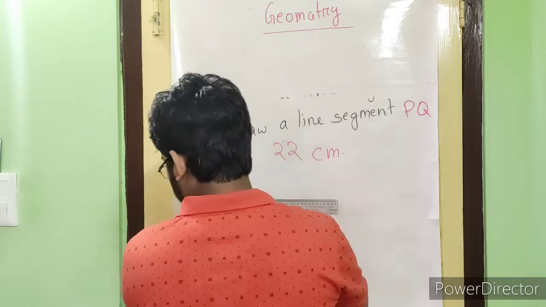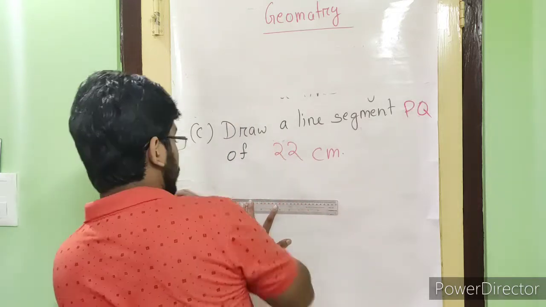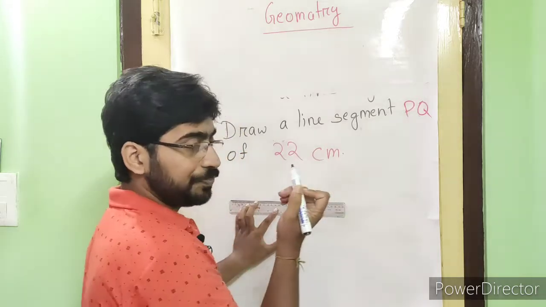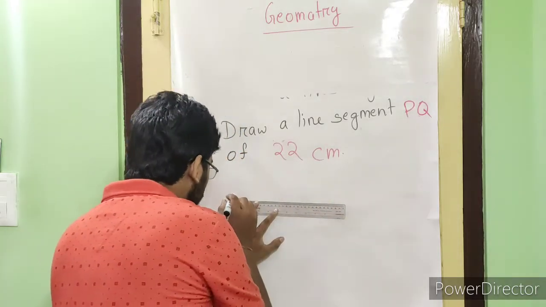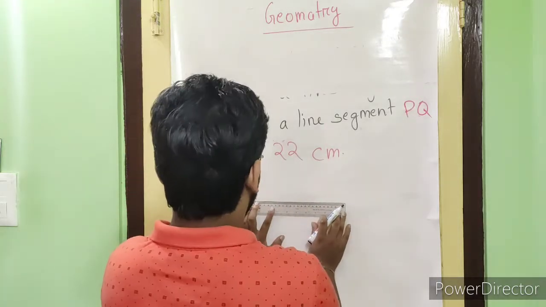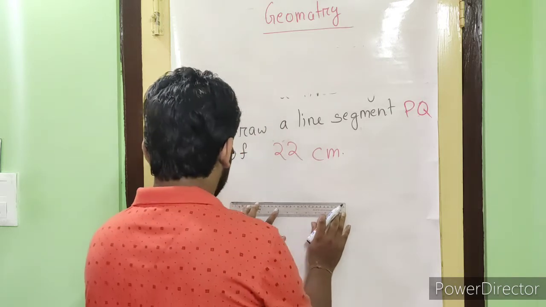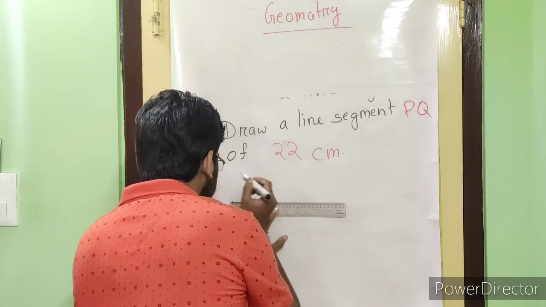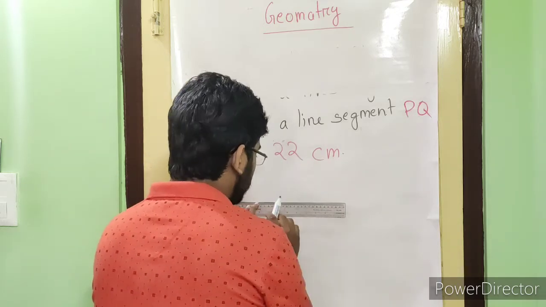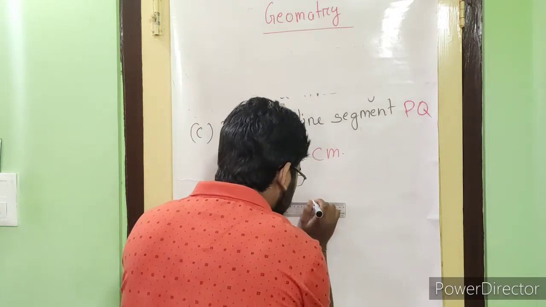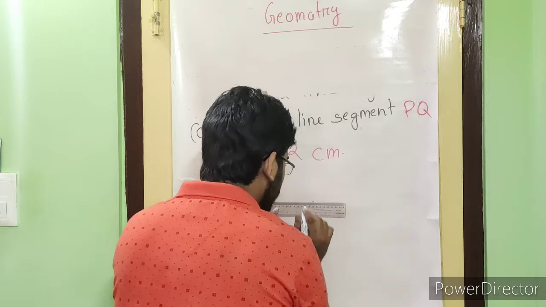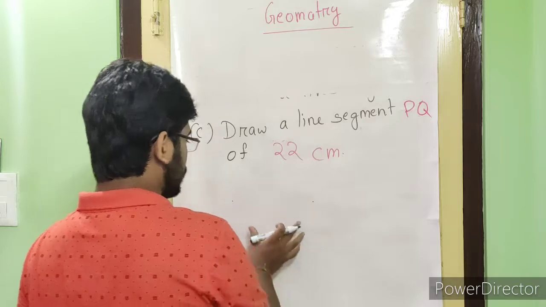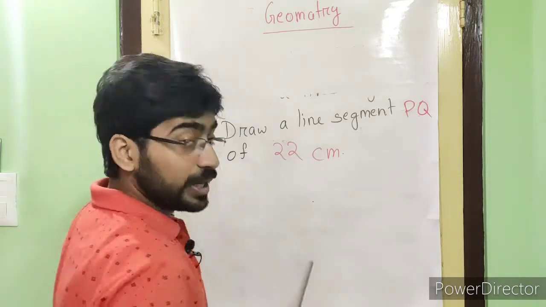Okay, and after that we will mark the point 22 centimeter. So with the sharp pencil you need to point the 0 here. Here is the 0. Yes, pointed. And measuring 22 centimeter, the next point will be here. So this one is 22 centimeter, the line segment will come.